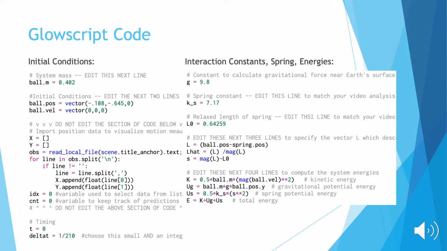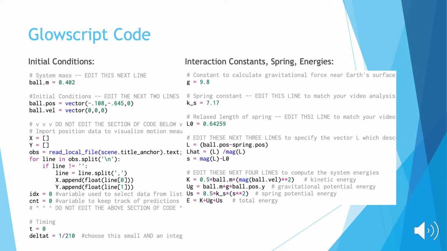Using the calculations from the previous slide, we inserted this into our GlowScript code. We were already given the mass of the system, and then we also had to adjust the time, the spring constant from our calculation, the relaxed length of the spring, which we also calculated, and we had the constant gravitational force, which is always 9.8. And then we also had to edit the lines to figure out how to change these values and compute the different types of energies, which are based off their formulas.